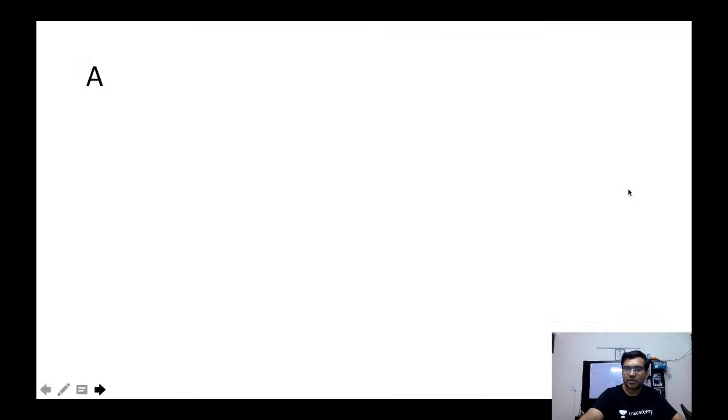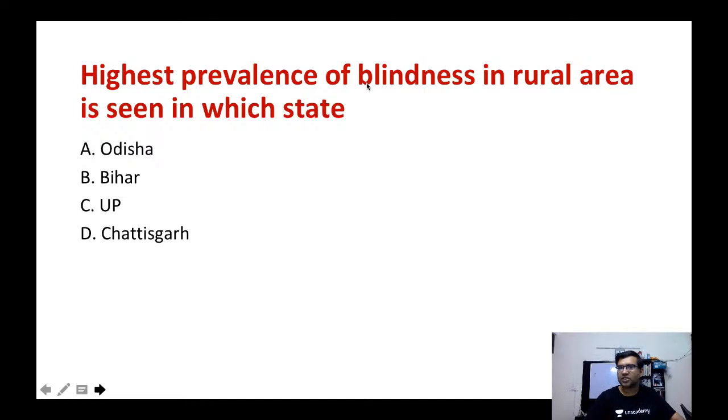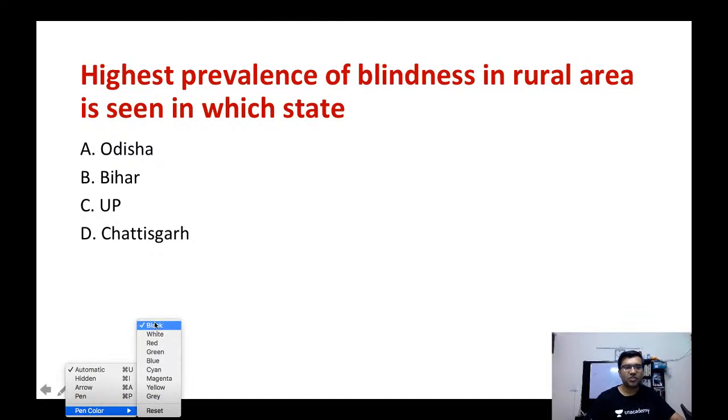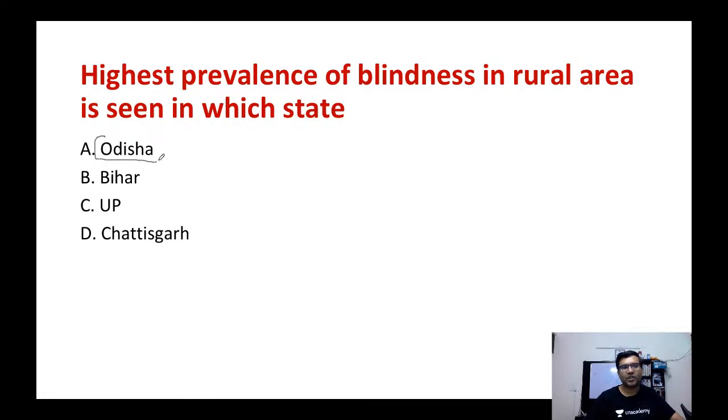Okay, so Aditya has asked the last question: the highest prevalence of blindness. I told you the highest prevalence of blindness has been seen in Orissa and Assam, and also told you that the target of the National Program for Control of Blindness is to decrease the prevalence of blindness to 0.3% of the general population. This is the target now. Is it clear, Aditya? Okay, chalo.